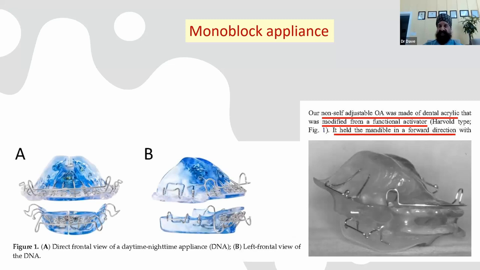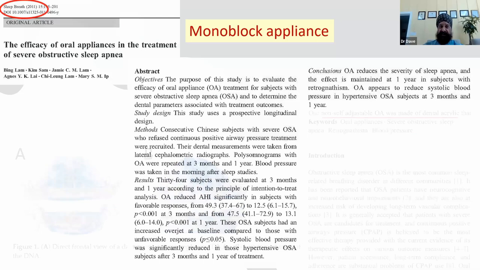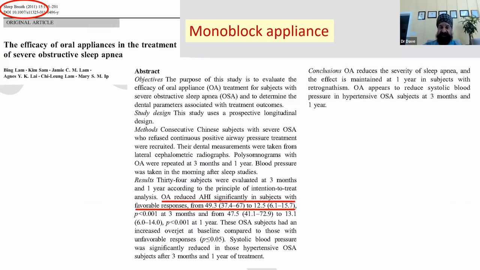But that's how these devices have evolved in terms of medical history. So for this monoblock device that we're looking at here, it was used for severe sleep apnea in adults. It reduced AHI significantly from about 49 down to about 12 events per hour over a period of 3 months, and from about 47 down to 13 events an hour after 1 year of use.